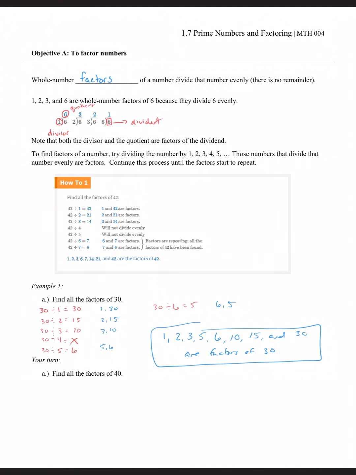So what I would like you to do now is try out your turn, part A. So pause the video, try it out, then unpause the video to check your answer. Go ahead.